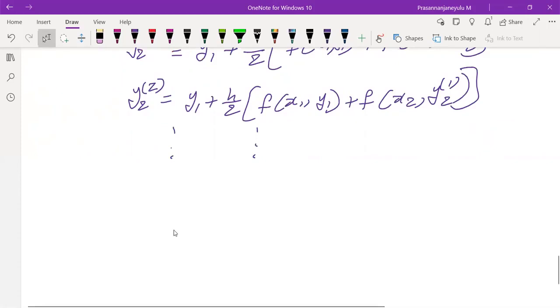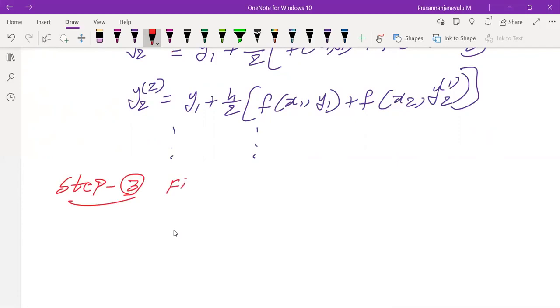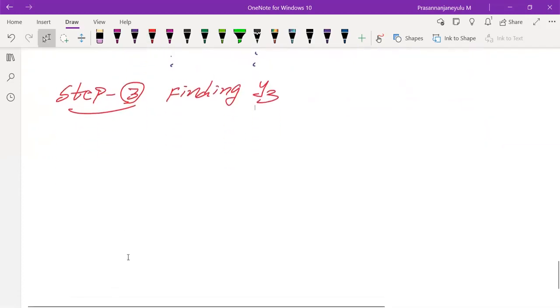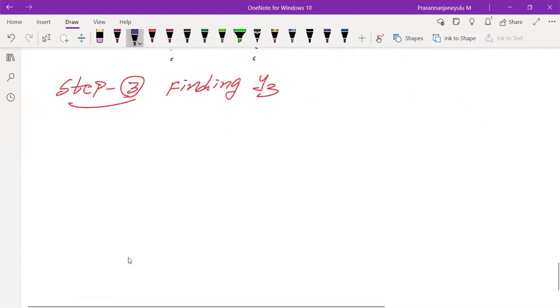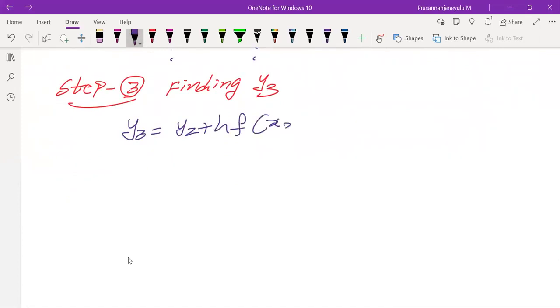So similarly, what is step 3? Finding y3. Same manner, I'm going a little bit fast. What is the formula of y3 using Euler's method? Using Euler's method, y3 equals y2 plus h into f of x2 comma y2. So this is the 0th approximation of y3.